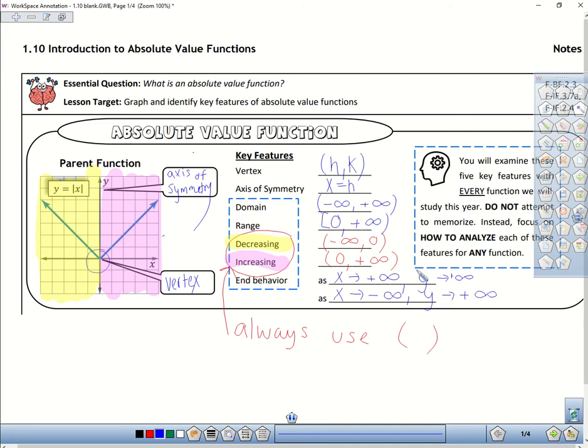Now, specifically for absolute value functions, y is always going to be going the same way on both sides. That's because they're either both going up on both sides or they're both going to be going down. They're never going to be doing different things. And that's because of the symmetry of an absolute value function.